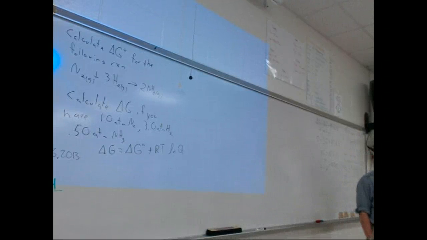So let's do it the easy way. Use your thermochemical data table using the delta G formation. Solve for the delta G naught for formation of ammonia. Can you see the problem?